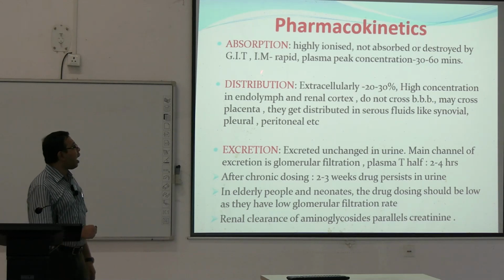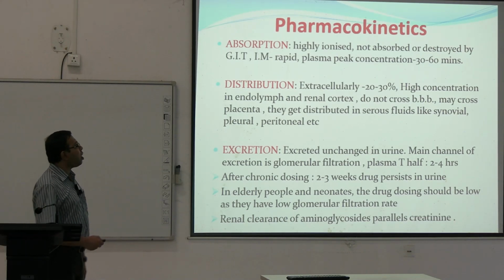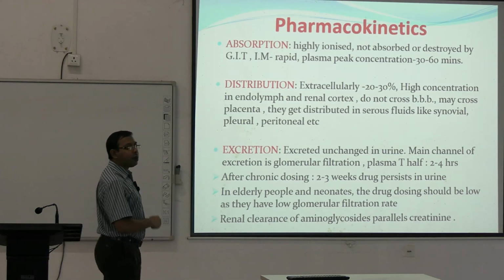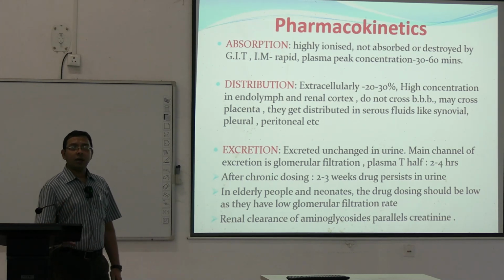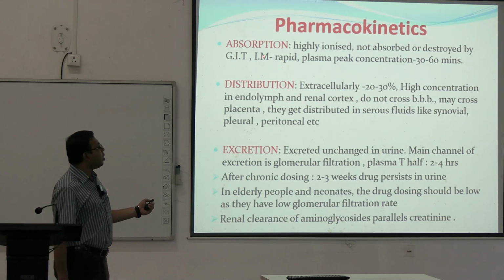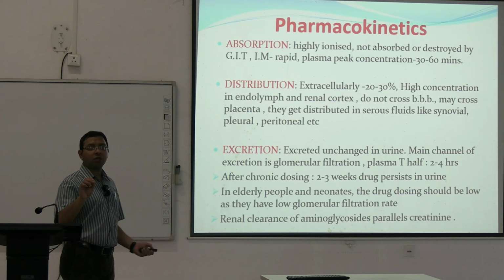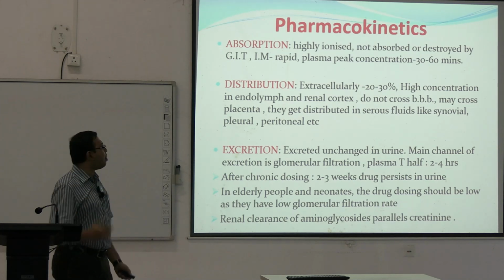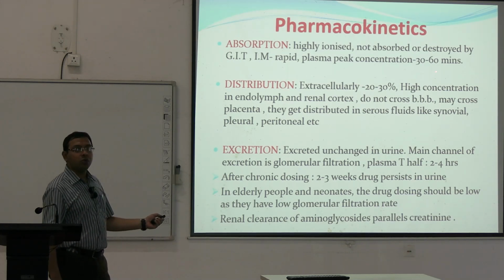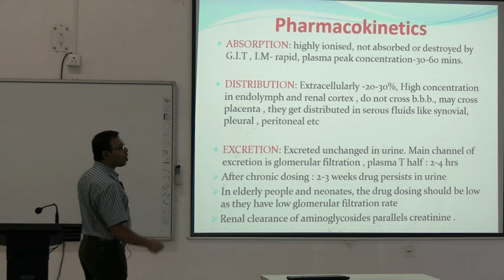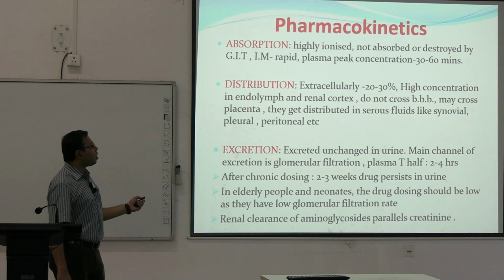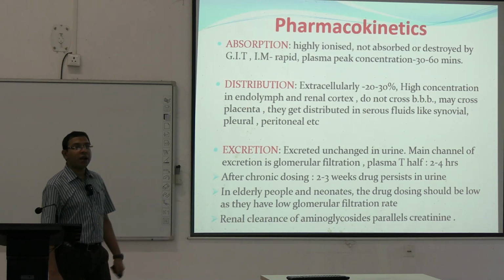Pharmacokinetics, absorption: it is highly ionized, a polar molecule, already we have seen, not absorbed or destroyed by the gastrointestinal tract, that's why it usually cannot be given by the oral route. Intramuscular: if we are giving intramuscular injections, there will be rapid absorption. Plasma peak concentration is usually achieved within 30 to 60 minutes. Extracellularly, it is distributed 20 to 30%. High concentration is achieved in endolymph and renal cortex.